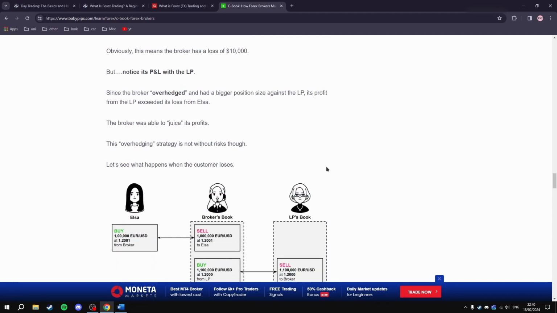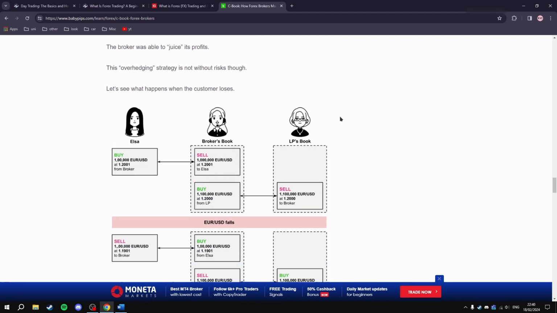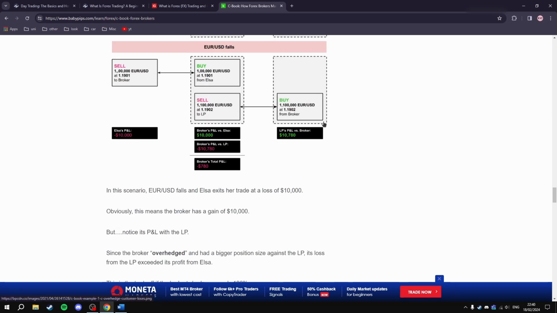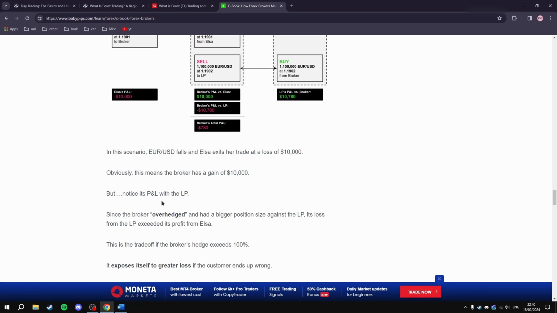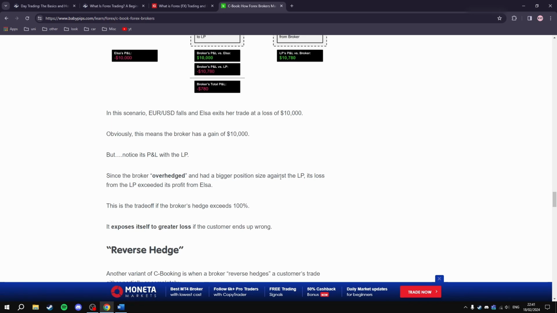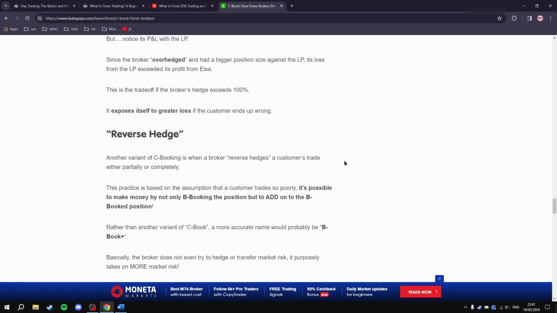This overhedging strategy is not without risks though. Let's see what happens when the customer loses. In this scenario, EUR/USD falls and Elsa exits the trade at a loss of $10,000. Obviously, this means the broker has a gain of $10,000. But notice its profit and loss with the liquidity provider. Since the broker overhedged and has a bigger position size against the liquidity provider, its loss from the liquidity provider exceeds its profit from Elsa. This is the trade-off if the broker's hedge exceeds 100%. It exposes itself to greater loss if the customer ends up wrong.